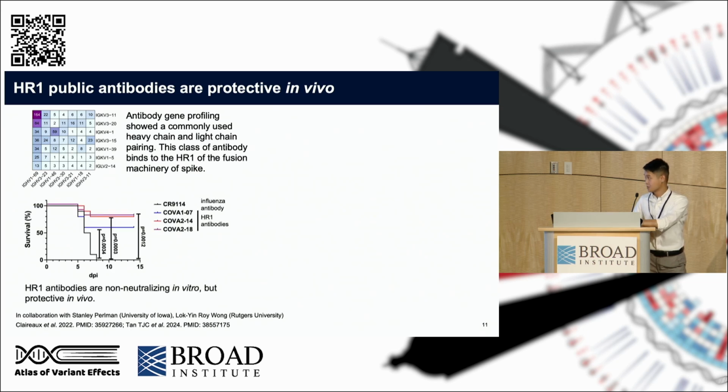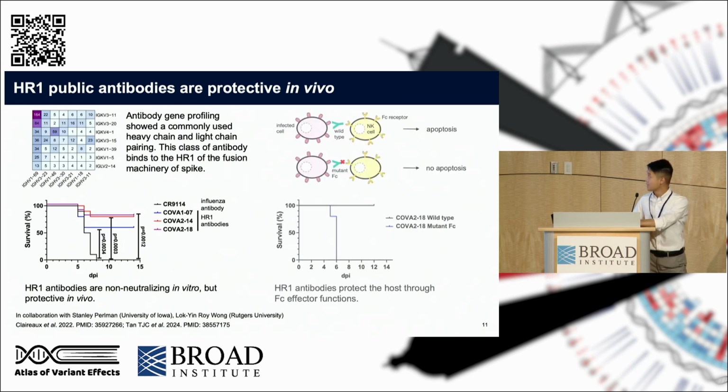So first, we asked whether these antibodies are protective in vivo, even though they are non-neutralizing in vitro. We collaborated with Stanley Perlman and Roy Wong to show that these HR1 antibodies protect mice when challenged with mouse-adapted SARS coronavirus. We then mutated the Fc region of one of the antibodies and showed that the Fc region mediated the protection of mice from severe outcomes through antibody-dependent cellular cytotoxicity.